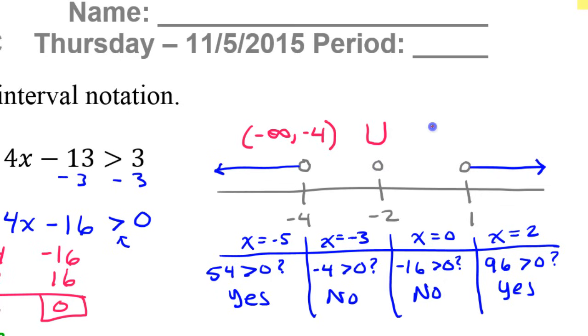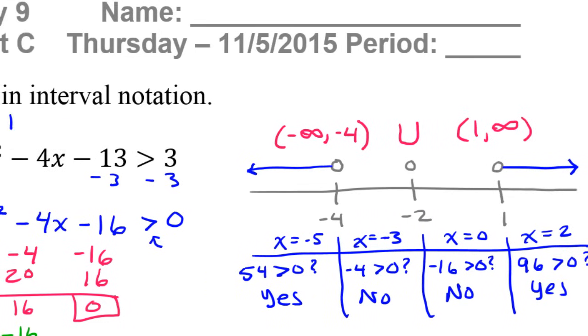Over here, I have another interval that goes from 1 to infinity. Again, because it's an open circle, I use a round parenthesis. Okay, so that is it. This is called interval notation. This is what is meant by interval notation, and this is the most important part.